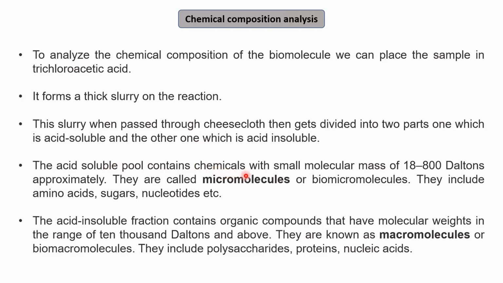The acid soluble pool contains chemicals with smaller molecular masses. For example, chemicals with a molecular mass of approximately 18 to 800 daltons, and these are known as micromolecules or biomicromolecules. They include amino acids, sugars, nucleotides, etc.